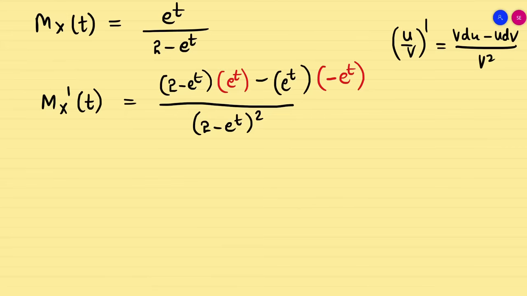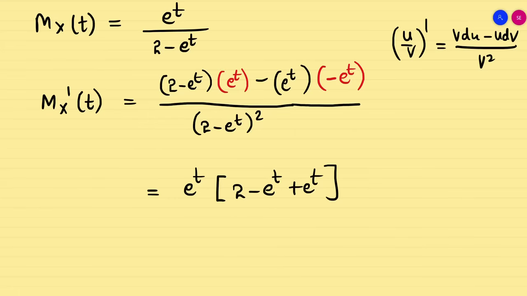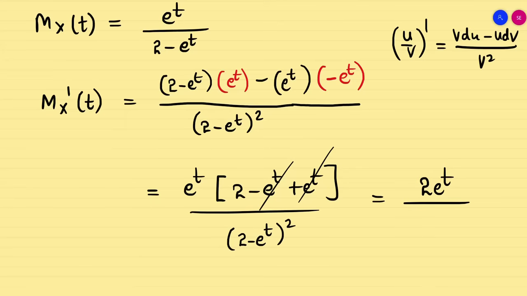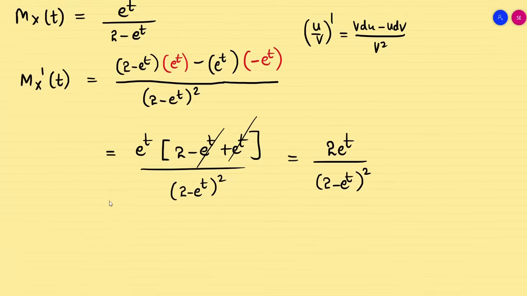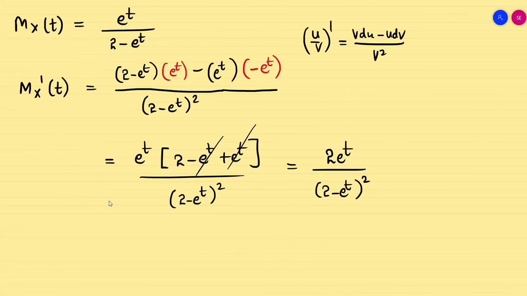So now you see, since we need the variance, anyway I have to expand or simplify this. If I take e power t outside, I will be getting 2 minus e power t plus e power t, because minus into minus is plus, and my denominator is 2 minus e power t whole square. So this and this will get cancelled. So I'll be getting finally 2 e power t by 2 minus e power t whole square. Great. So I get my Mx dash of t.